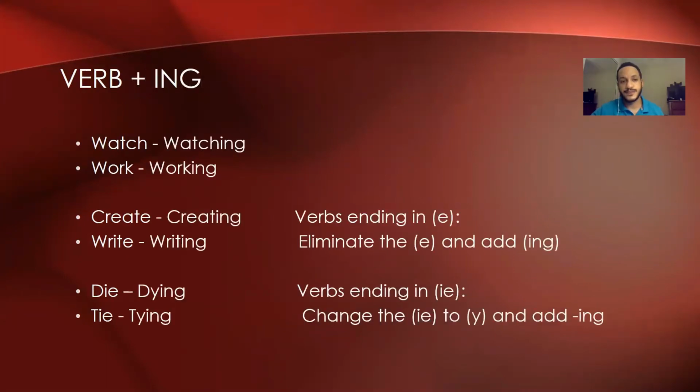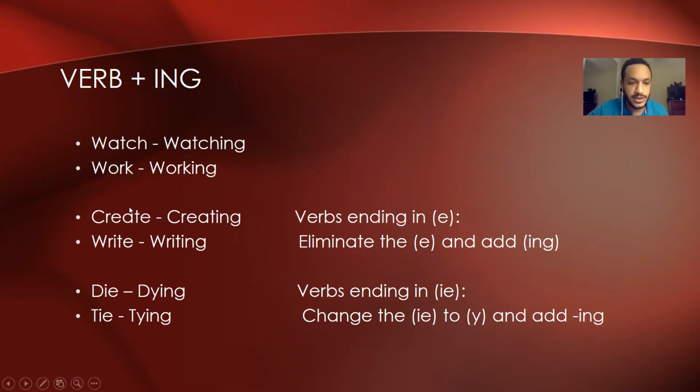So, let's see. Here we have watching, working, creating, writing, dying, tying. If you can notice on the first one here where it says watch, watching, work, working, to this type of verb, you only add ing at the end, and that's it. Automatically, you do that, you're talking about an action that continues in the present.